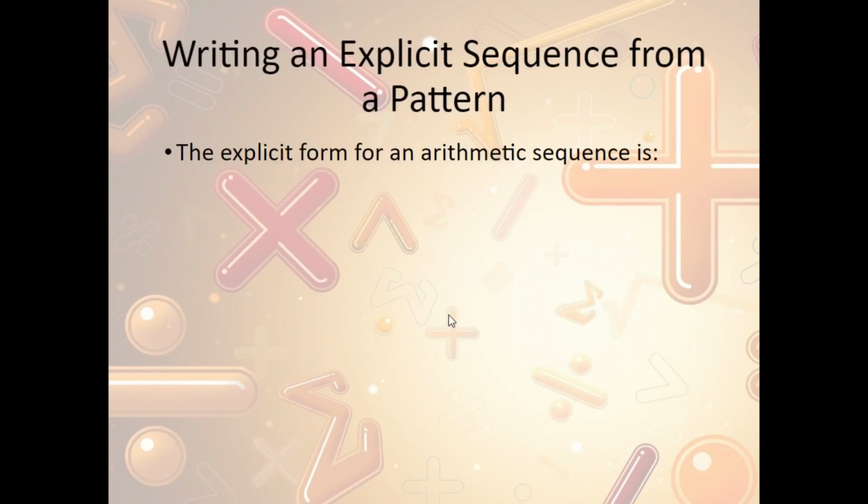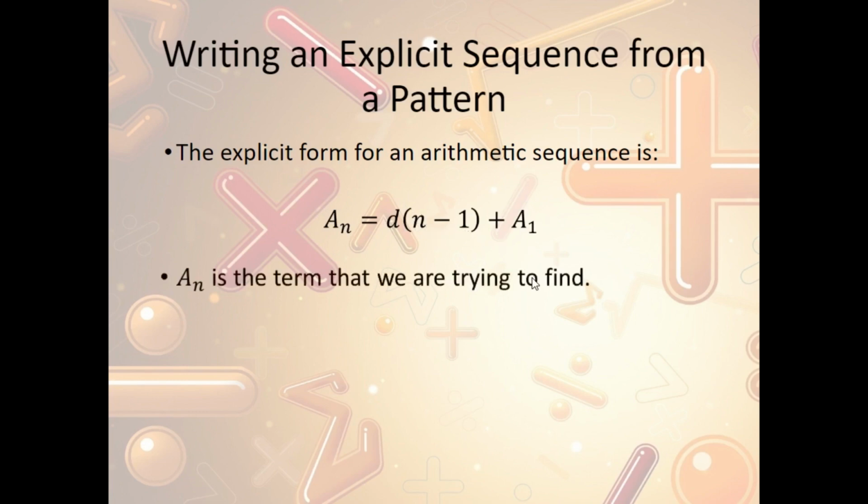Now, is that always easy to find? No, depending on the term, we don't want to have to keep calculating out. So the easiest way to do this is to write it in explicit form. So the explicit form for an arithmetic sequence is a sub n, meaning the value that we're trying to find, is equal to d, the common difference, times the number that we want, minus 1, plus the first term in the sequence. So a sub n is the term we're trying to find.